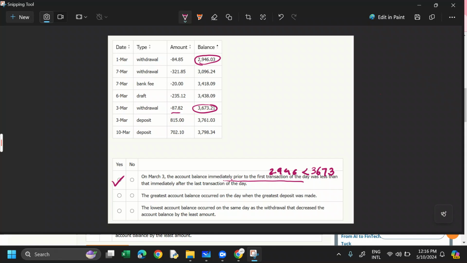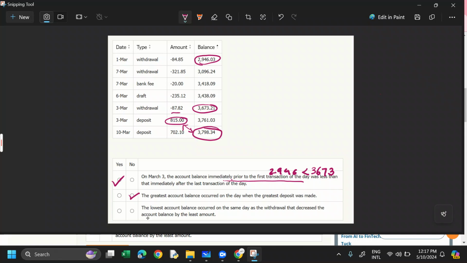Now the next two options are based on account balance. So we sort the table as per the balance. The greatest account balance occurred on the day when the greatest deposit was made. Here we have the greatest balance on 10th March. However, the greatest deposit, as we can see, is 815, which is on a different day, 3rd March. So the answer is no, as both these events occur on separate days.